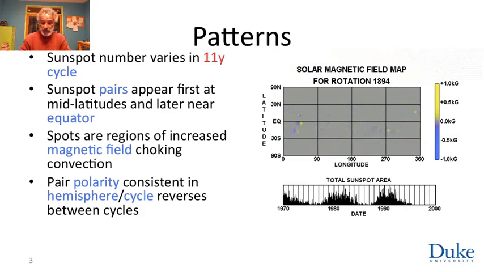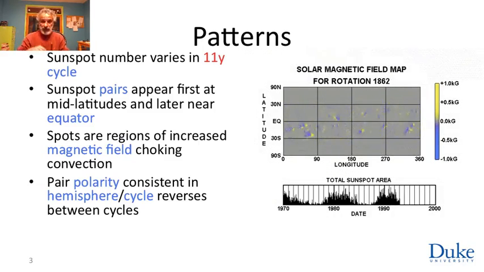And the sunspots appear in pairs. You see regions of blue preceded by yellow in this rotation. So there is a blue dot, and then to the west of it, a yellow dot in the northern hemisphere, and the polarity is reversed in the southern hemisphere. And this is consistent throughout a cycle.